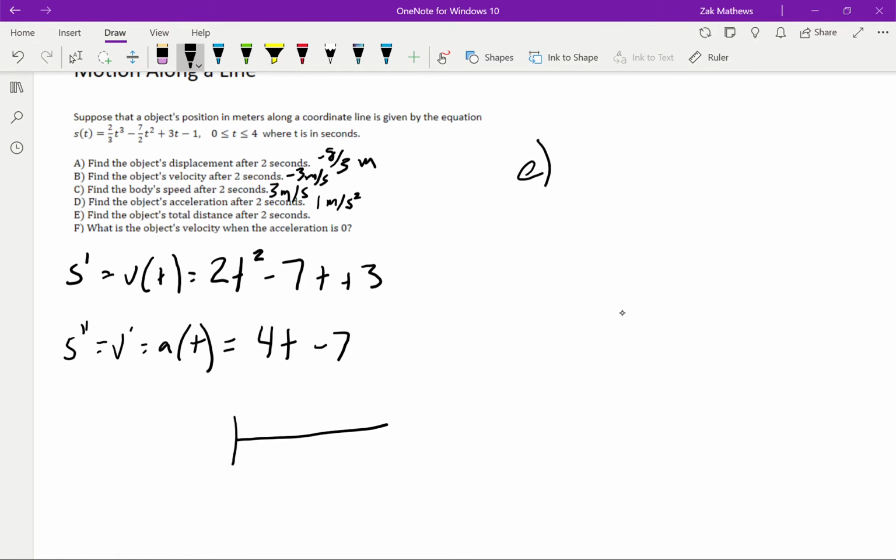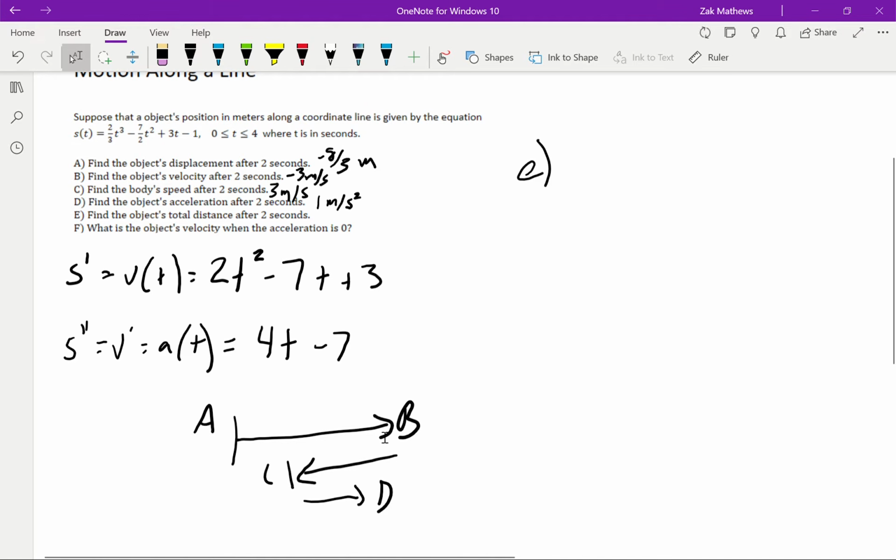So if I travel from A to B, and then turn and go back to C, and then turn and then go up to D, I would need to add up all of these little line segments here. I need to know all of those line segments rather than just saying I've gone from A to D here.